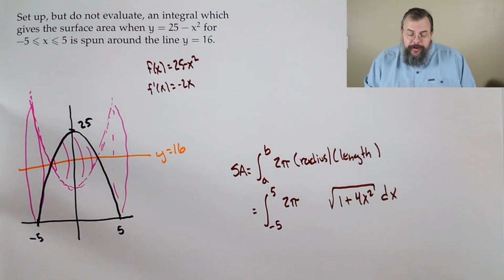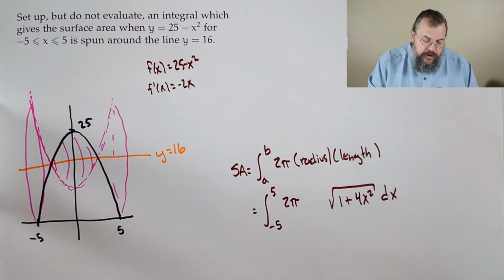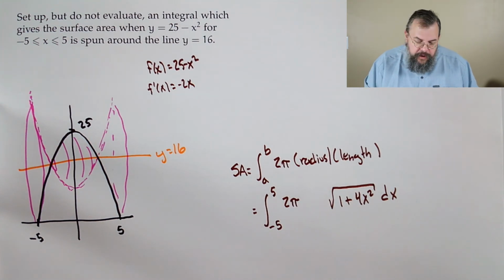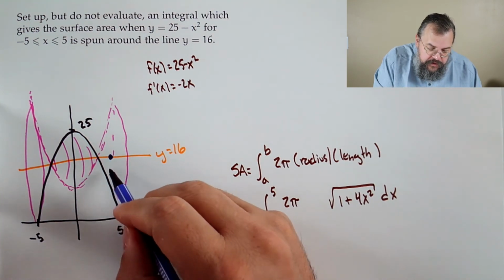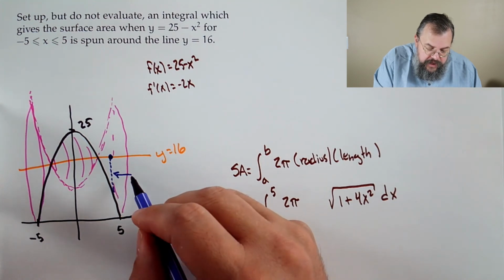We have to think about what our radius is. So what is it? Well, let me grab a different color so we can spot what's going on. I have to go from y equals 16 to the curve. This will be the radius, right?